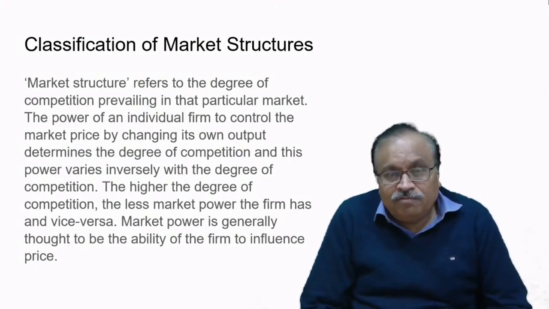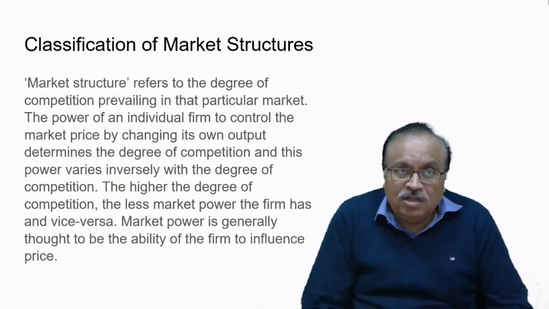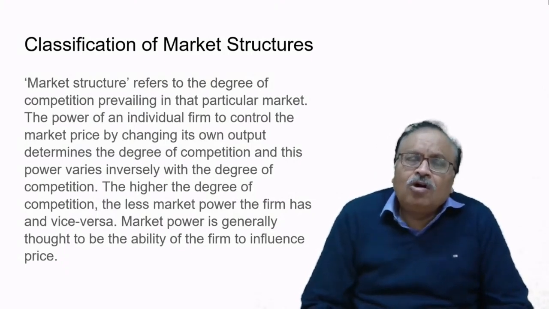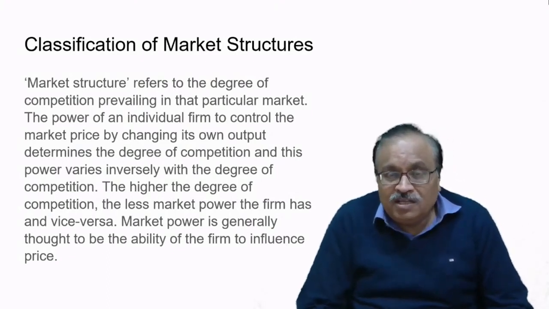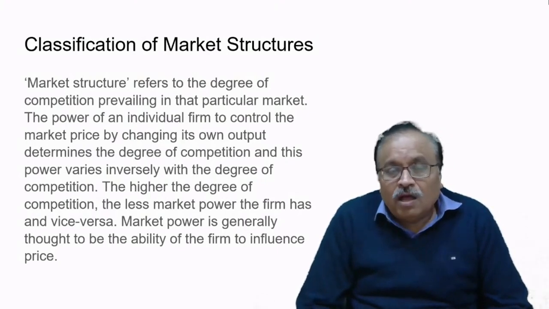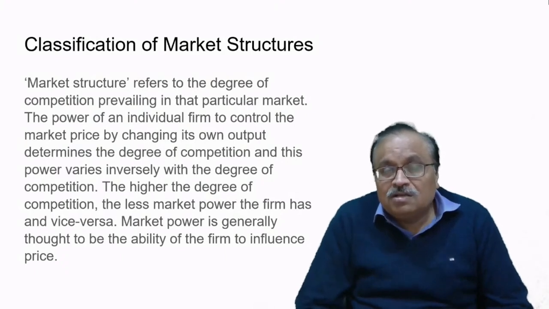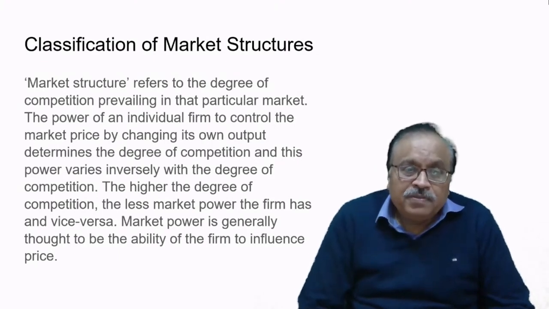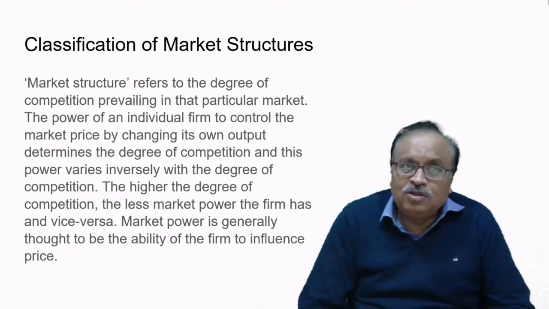So what does that mean? That a firm has got market power means they can capitalize on the pricing of their product. So if the degree of competition is more, what does that mean? A lot of companies are there in the market selling the same or almost identical products. So a firm has less market power because it cannot change the price of the product, and if the degree of competition is less, then the product prices can be manipulated, changed, or altered by the firm. So that is how market power is defined. Market power is generally thought to be the ability of the firm to influence its price.